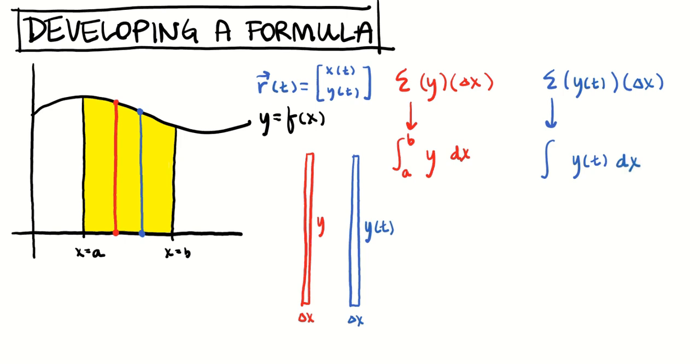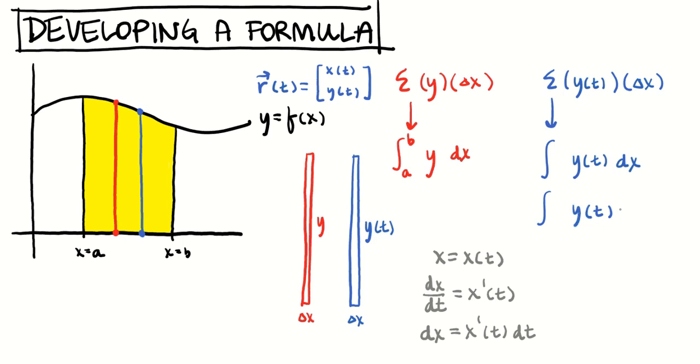And so if I just say that the x coordinate over here is x equals x of t, and I take the derivative of both sides with respect to time, I'll get dx dt is equal to x prime of t. And then I could multiply both sides by dt and say that dx is equal to x prime of t dt. And so I'm a little closer, right? I'm going to say that this is going to become y of t times dx, which is x prime of t dt.